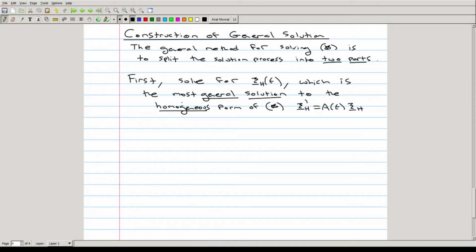Once we've attained the most general solution to the homogeneous form of our differential equation star, we solve for a particular solution, xi p of t, where xi p is a particular solution of the differential equation star.